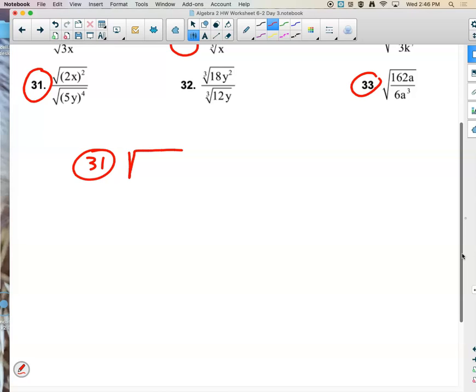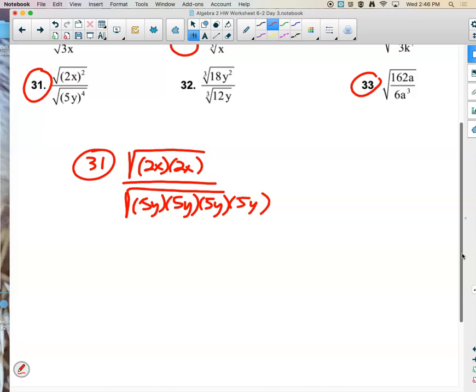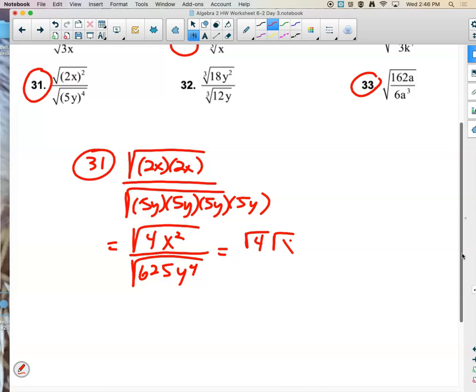We follow the order of operations. So what we have to do first is 2x times 2x, and in the denominator, 5y times 5y times 5y times 5y. So in the numerator, we'll have the square root of 4x squared, and in the denominator, we'll have the square root of 625y to the 4th. Well, we can separate this for the numerator, and that's going to work out perfect. That's 2x. So that gets you thinking, what about the square root of 625?